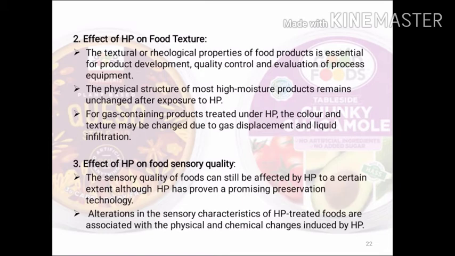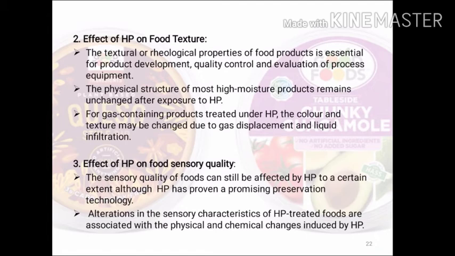But for gas-containing products treated under high pressure, the color and texture may be changed due to gas displacement and liquid infiltration. In such cases, physical shrinkage can occur due to mechanical collapse of air pockets, and shape distortion may be related to the anisotropic behavior. But for foods containing no air voids, high pressure usually results in minimal or no permanent change in textural characteristics.